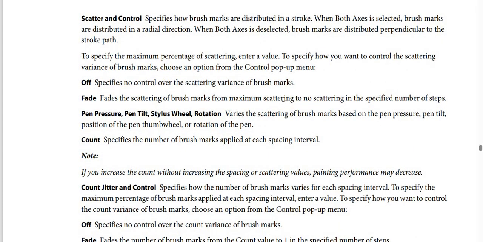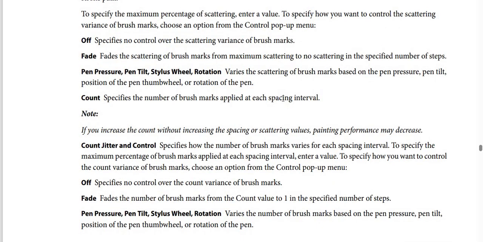What's the meaning of count? Count specifies the number of brush marks applied at each spacing interval. And note at this point, if you increase the count without increasing the spacing or scattering values, painting performance may decrease, by the way. And what about count jitter and control?